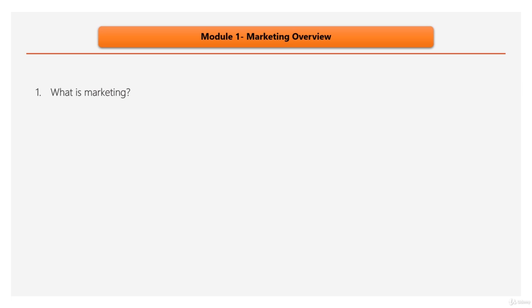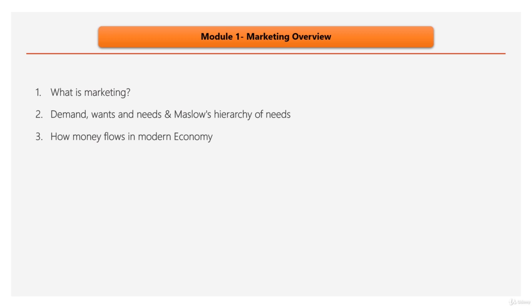And in the second topic, we will understand what is demand, what is want, and what are needs. And to simplify this demand, wants, and need concept, we will try to use a very simple concept called Maslow hierarchy of needs. In the third chapter, we will try to understand how money flows in the modern economy. So in this video, we will take an example of Apple, or if you purchase any XYZ product, in that situation, how money actually flows between distributor, wholesaler, retailer, manufacturer.